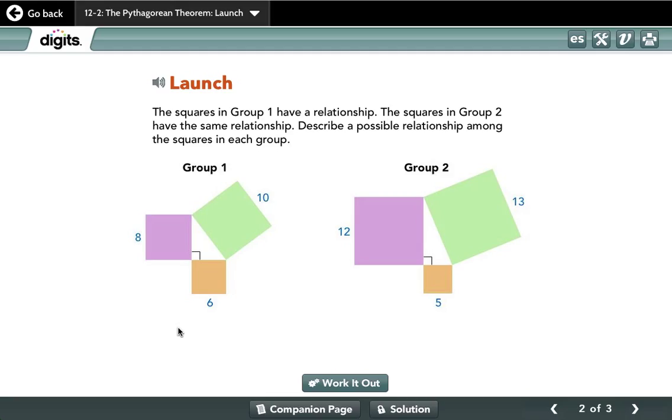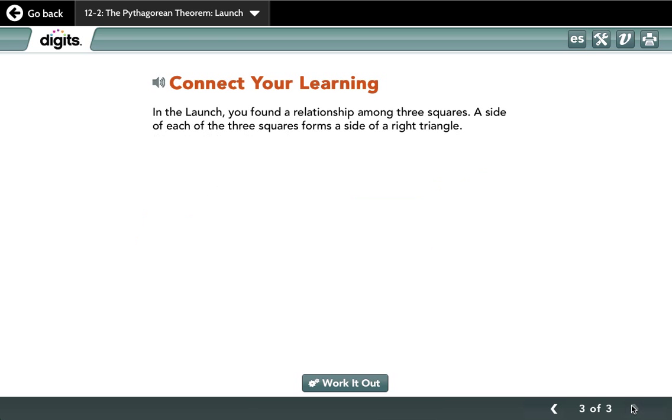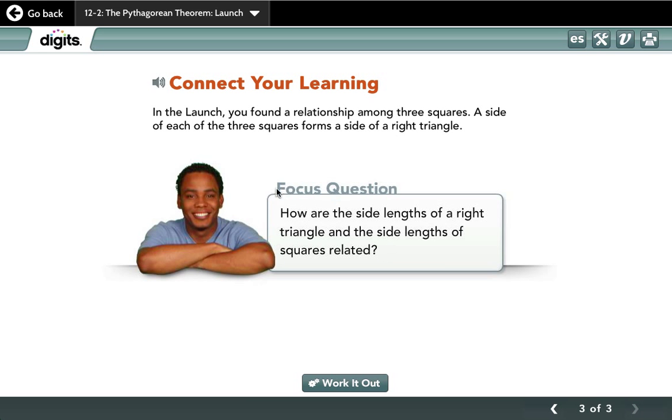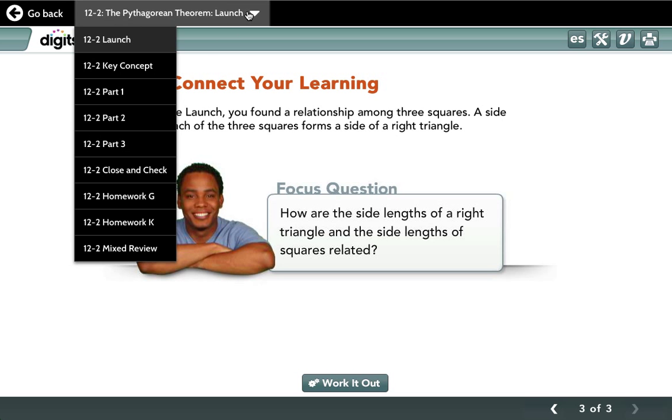Typically, the launch is something they haven't seen before but have enough information to solve. This is where your mathematical practices come in. Different ways of attacking problems. The next slide gives the focus question. A lot of times I'll ask them if they know the answer. This is what they should be able to answer by the end of the lesson. After the launch, in this one, is the key concept.